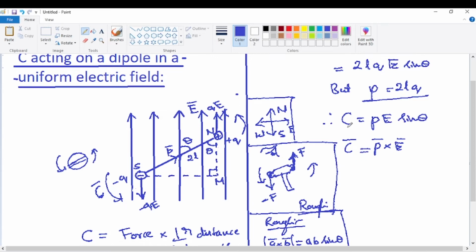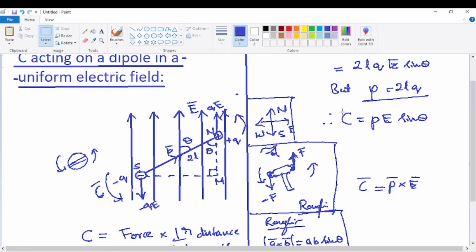So that way, in vector notation, c bar, p bar and e bar are related this way. So vectorially, the expression for moment of couple is c bar equals p bar cross e bar, and the magnitude relation is what? C is equal to p E sin theta. But more useful is the magnitude only.